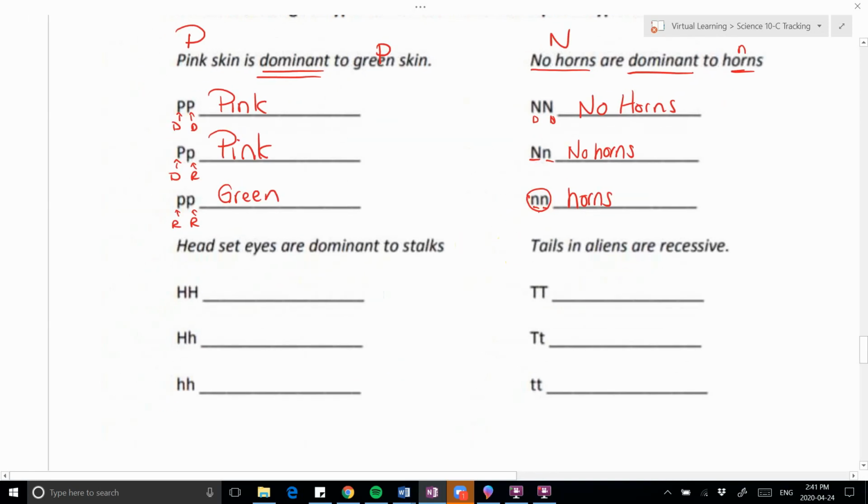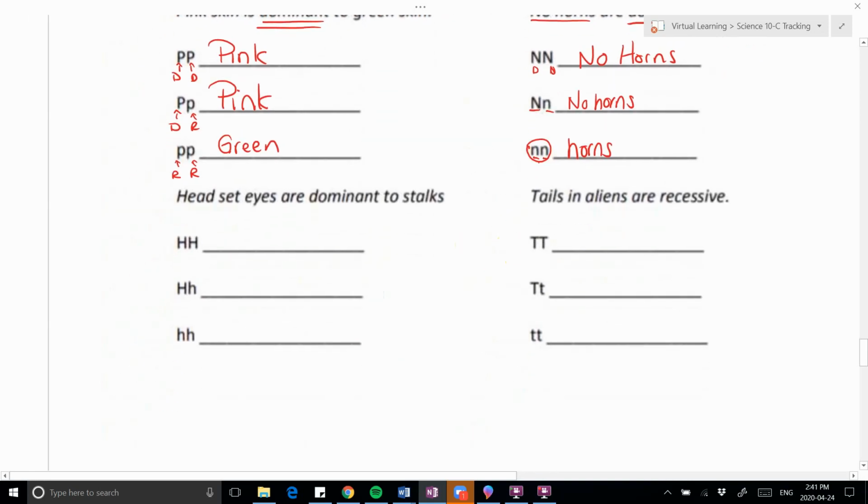Okay, so it's important to recognize our dominants and our recessives here. So headset eyes are dominant to stalks. Okay, so our headsets are going to be our dominants, and our stalks are going to be our recessives. Dominant, dominant, we're going to see the dominant. Dominant, recessive, remember we only need one dominant. Recessive, recessive, that's the magic where we can finally see that recessive.